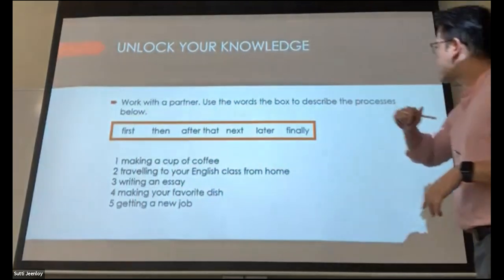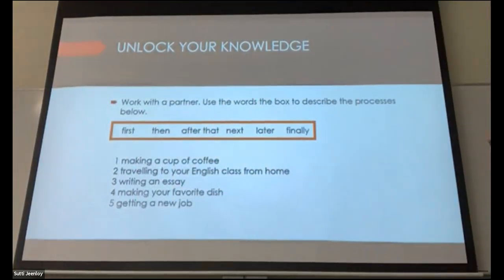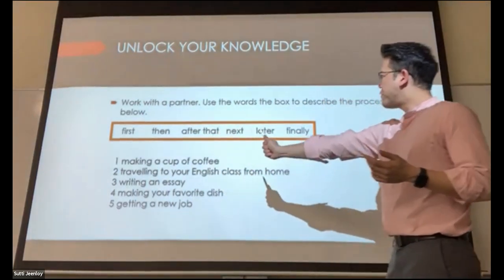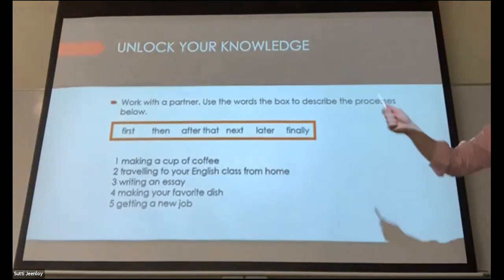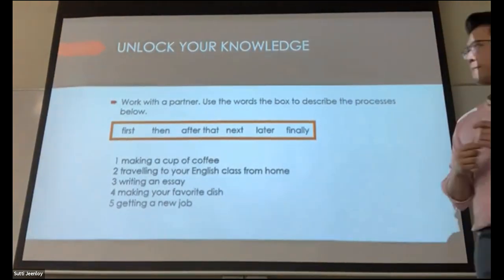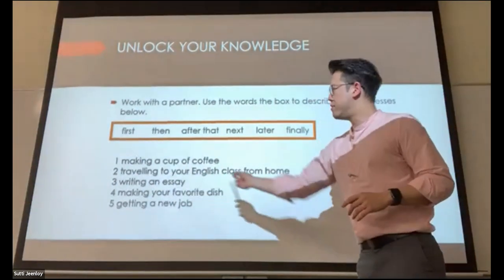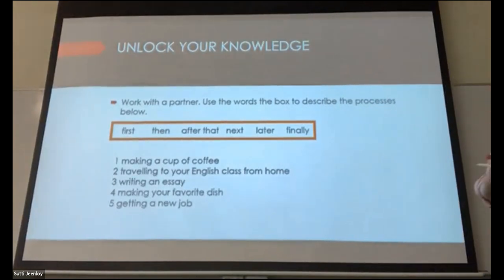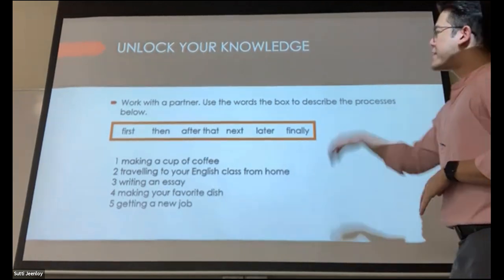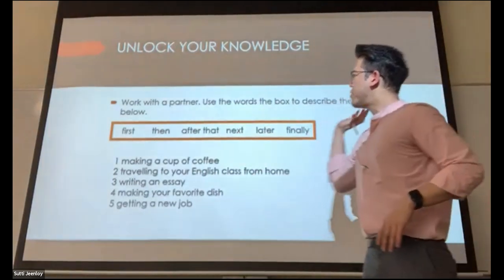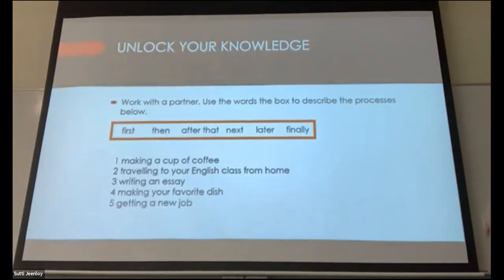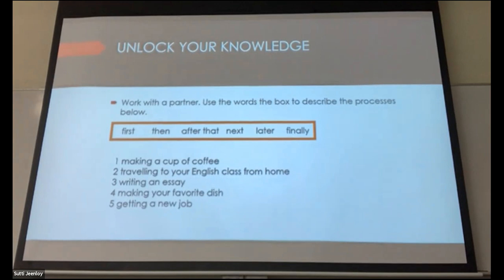use the words in the box to describe the processes, right? To describe the processes. If you simply look at those words first, then after that, next, later, and finally, 1, 2, 3, 4, 5, 6, 6 of them. These are the processes: making a cup of coffee, traveling to your English class from home, writing an essay, making your favorite dish, getting a new job. To describe these processes, you have to use those words in order to connect one idea to the other, and the other, and then finally.